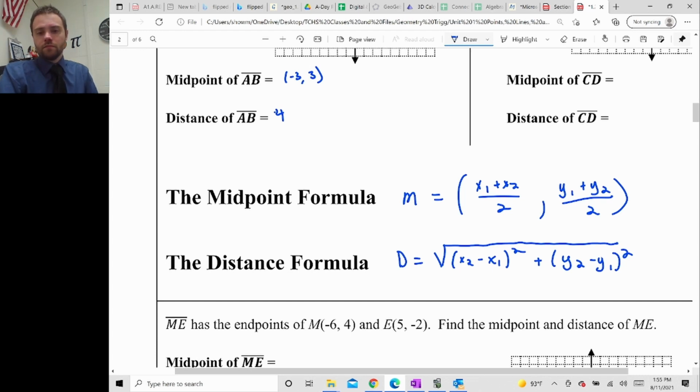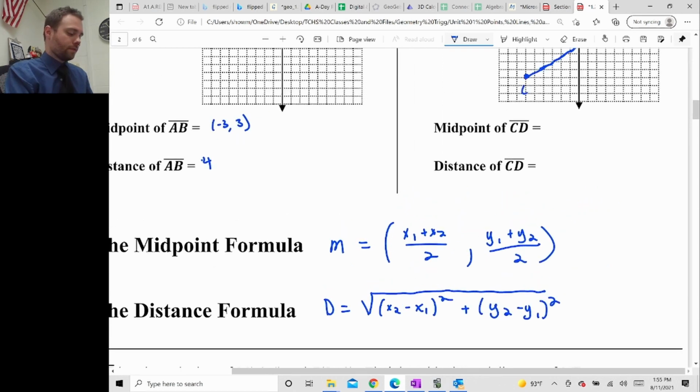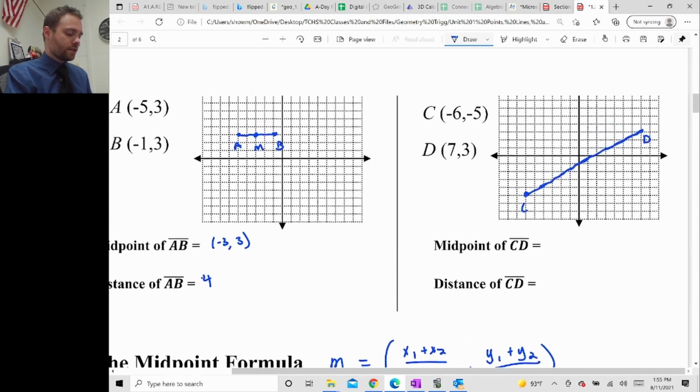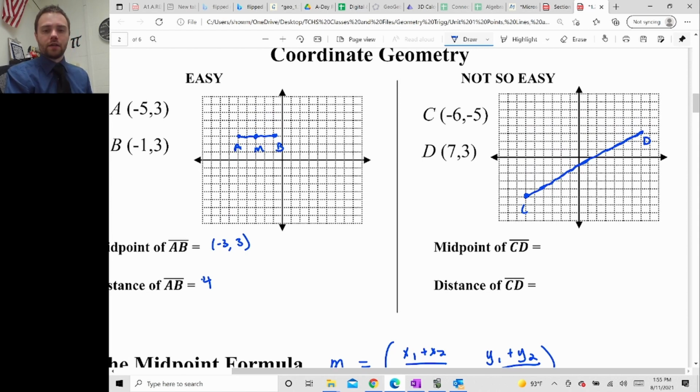Okay? So what we want to do is calculate the midpoint of CD using that formula and the distance of CD using that formula. If you run out of room on this sheet, that's okay. I can switch, so use a different sheet if you have to. I'm actually going to do this.